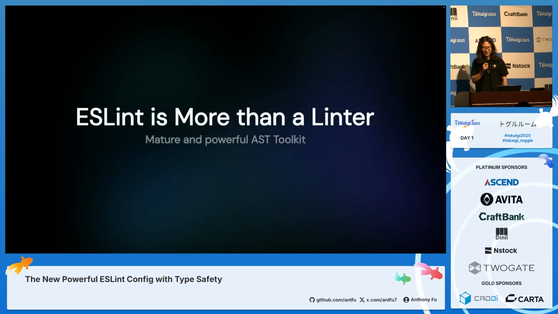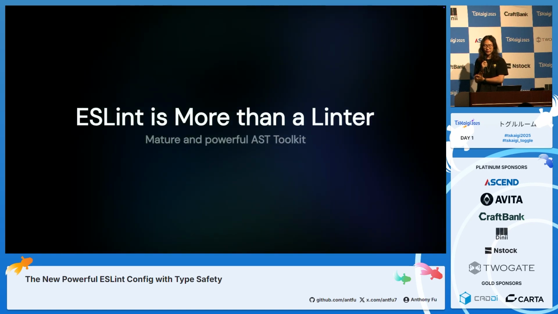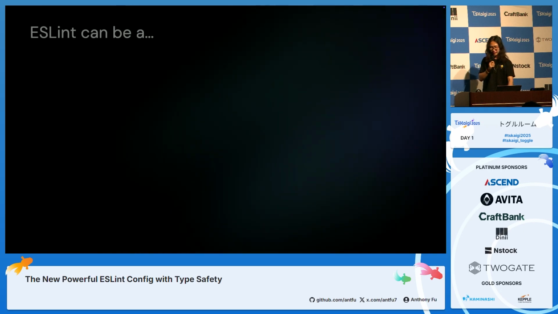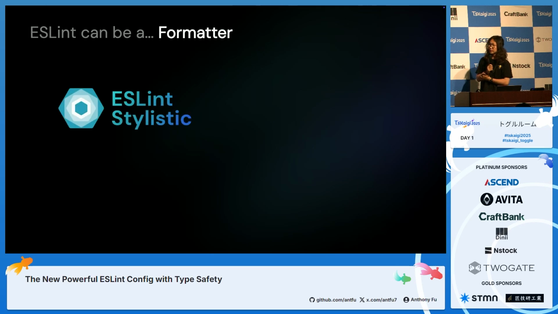Okay, so another topic I would like to bring up today is the fact that ESLint is more than a linter. To me, I see ESLint as a mature and powerful AST toolkit that has a large ecosystem on its back. So I would like to say that ESLint can be a formatter. It's certainly not new, as many projects have already been using ESLint that way since the very beginning. But last year, the ESLint and TypeScript ESLint teams decided to deprecate those stylistic rules from the core due to the maintenance effort. So then I initiated the ESLint Stylistic project.